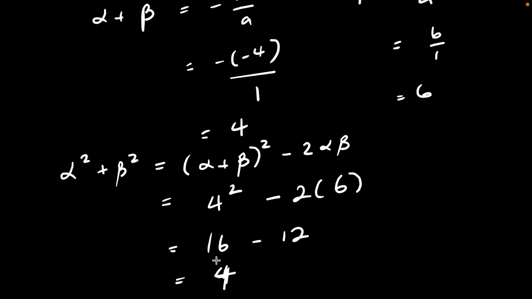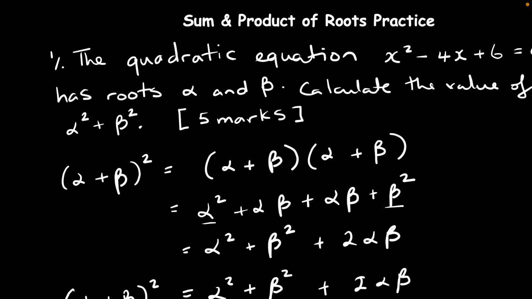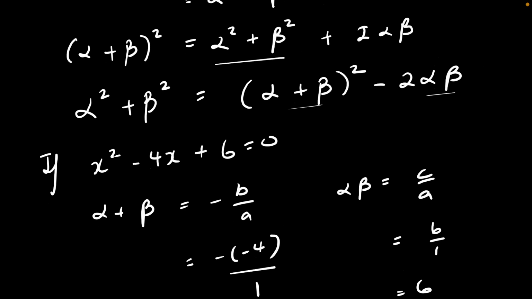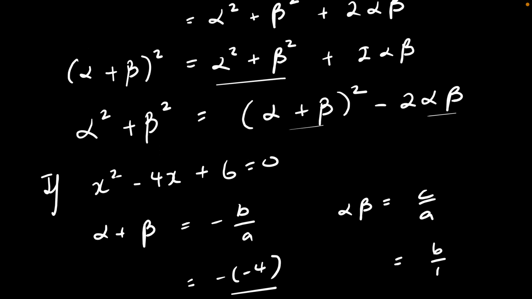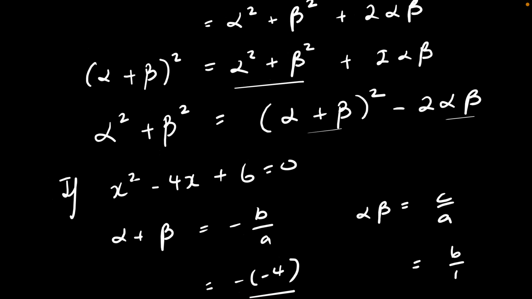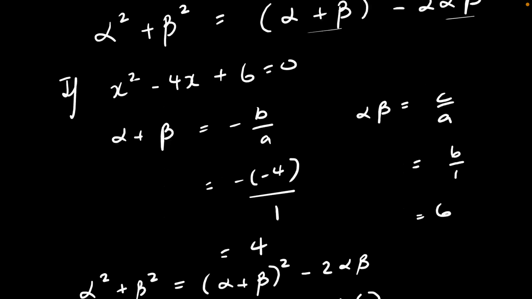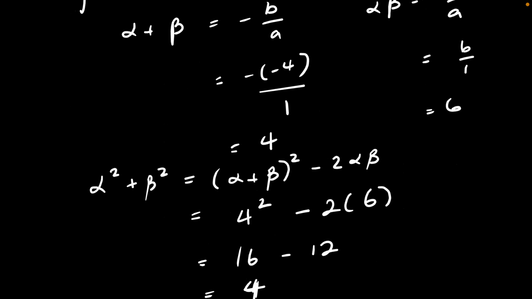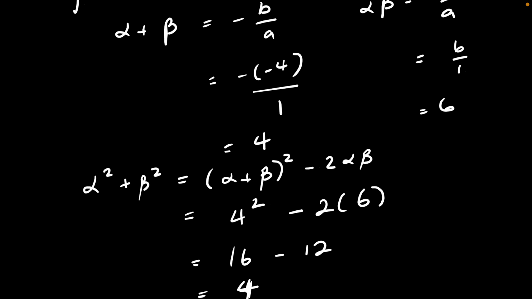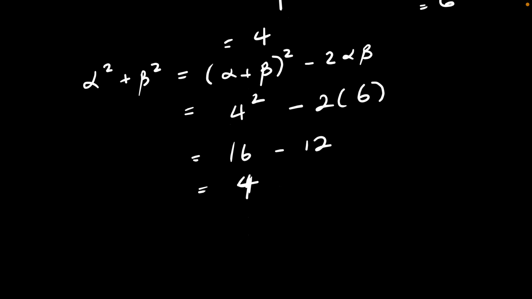I can't remember exactly how many marks this was. Let's take a look. It's 5 marks, and you're likely going to get marks for making the connection between alpha plus beta all squared and alpha squared plus beta squared. And then, of course, for finding each of the sum of roots and product of roots. And then from there, making the substitutions and maybe 1 mark for your answer.